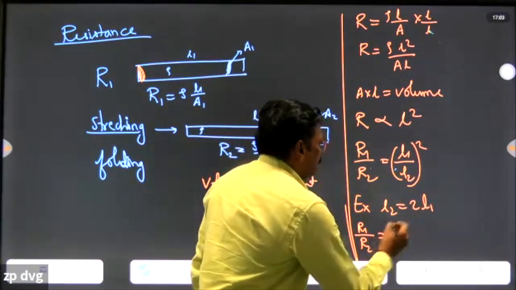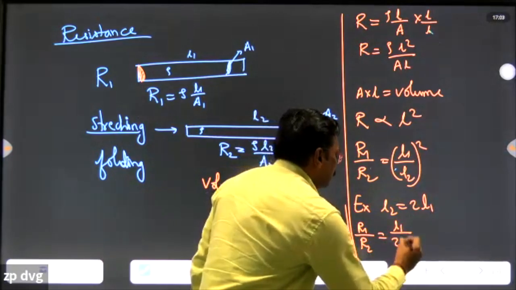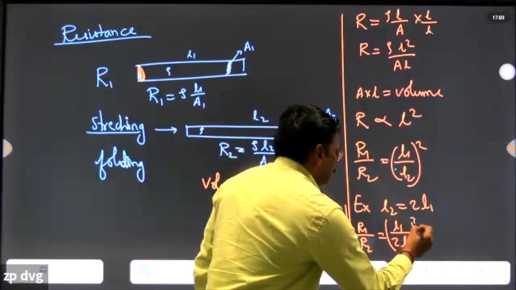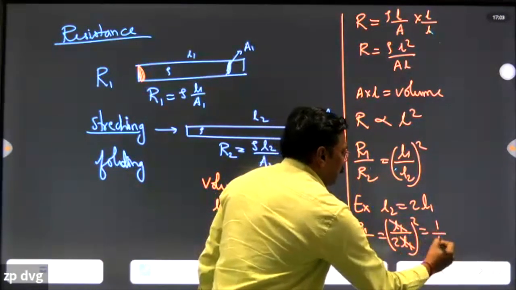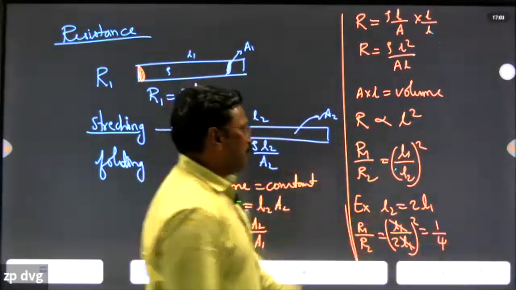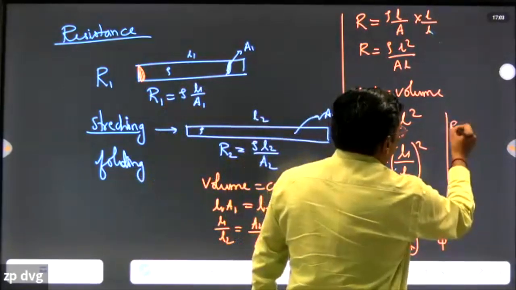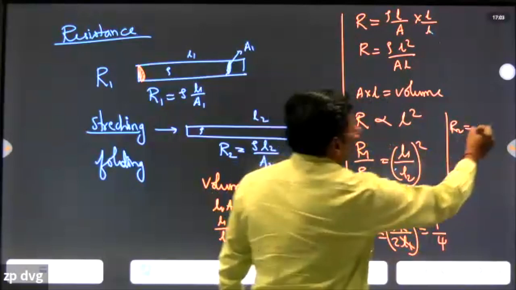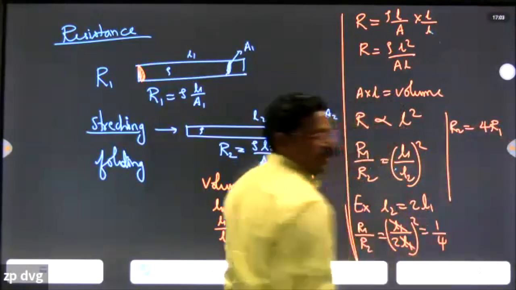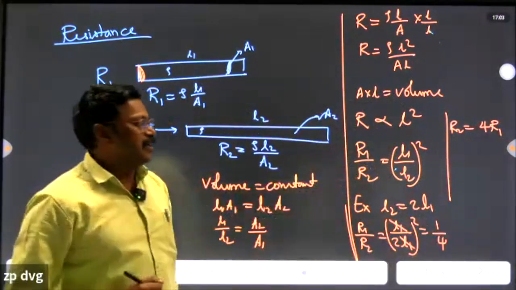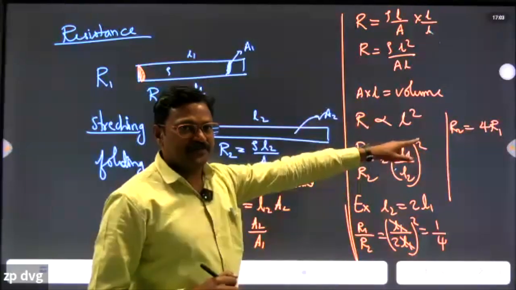R1 by R2 will be equal to L1 by 2L1 whole square, which becomes 1 by 4. If we cross multiply, you will see that R2 comes out to be equal to 4 times R1. That means if we stretch the length to double, the resistance becomes 4 times the initial value.